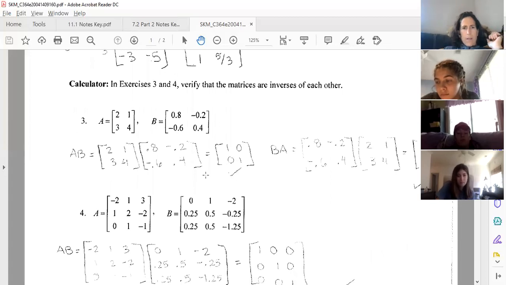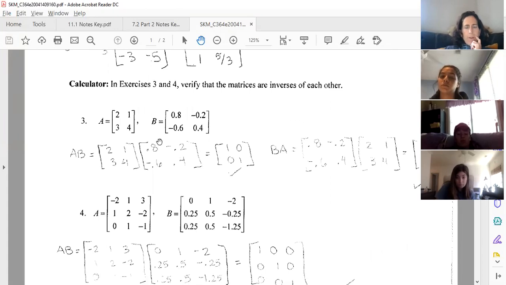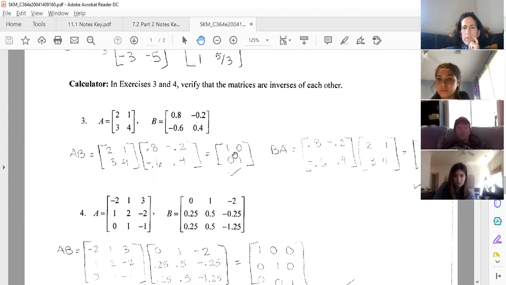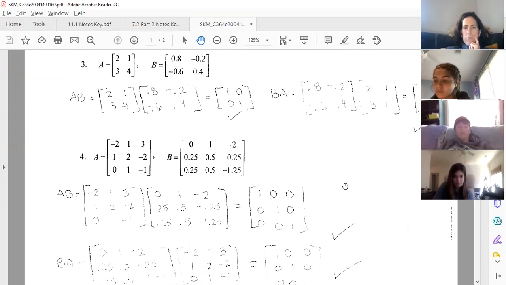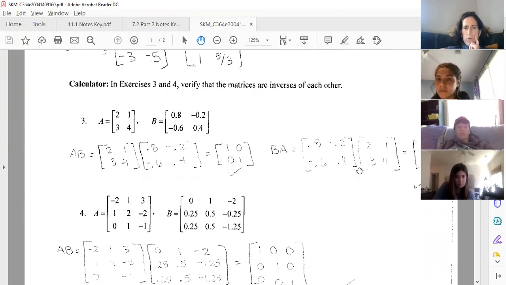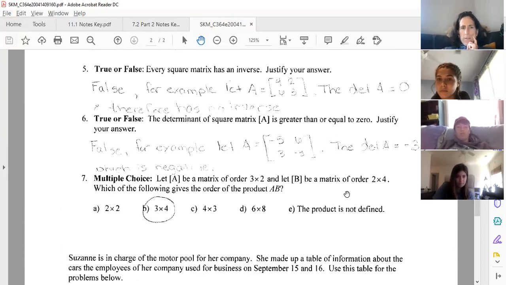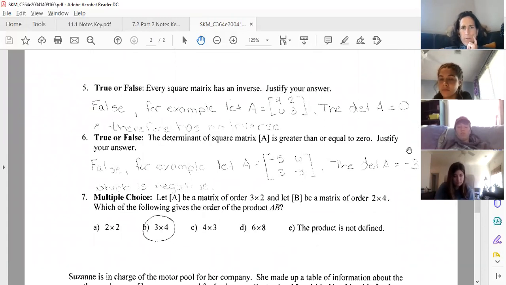All right. And then before, you actually had to verify they're inverses of each other. So that's when you do matrix A times matrix B, and then matrix B times matrix A. And then if you get the identity matrix for a 2 by 2, then they are inverses of each other. So that was 3 and 4. And then 5 and 6 were true, false. I don't know if you have any questions on that.